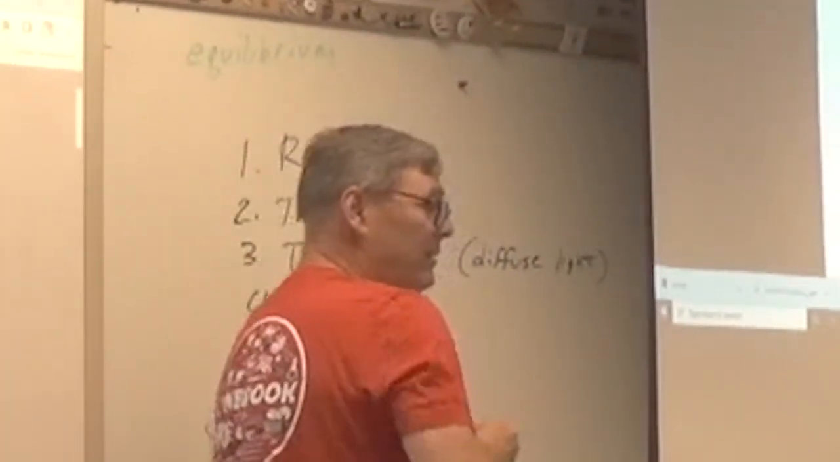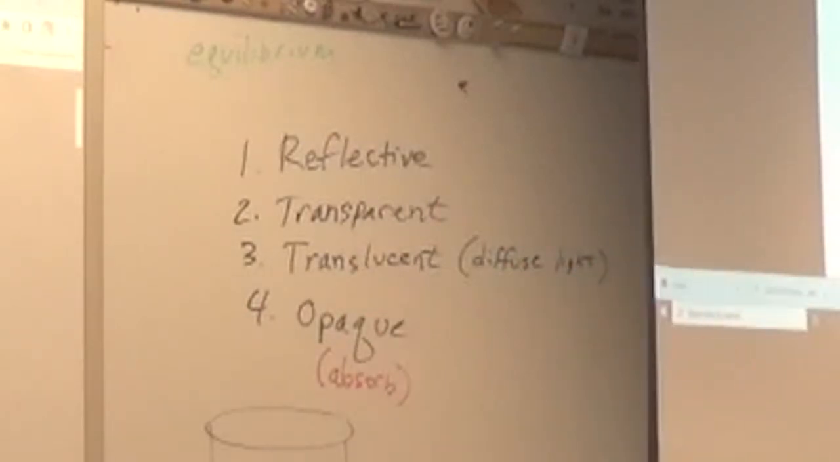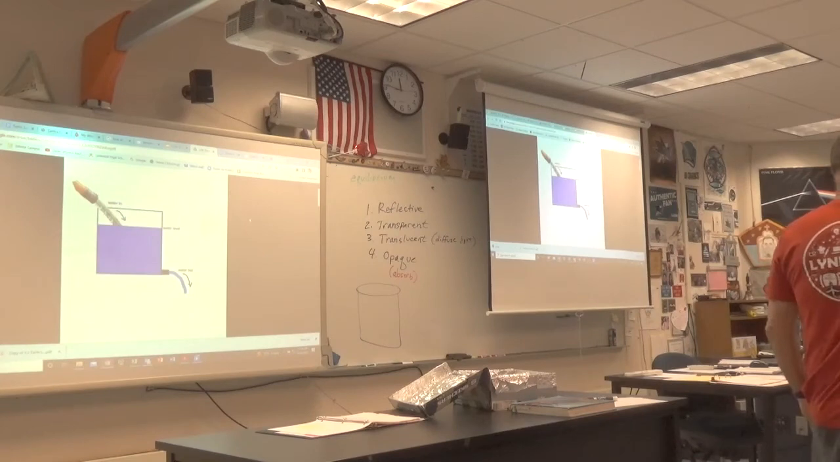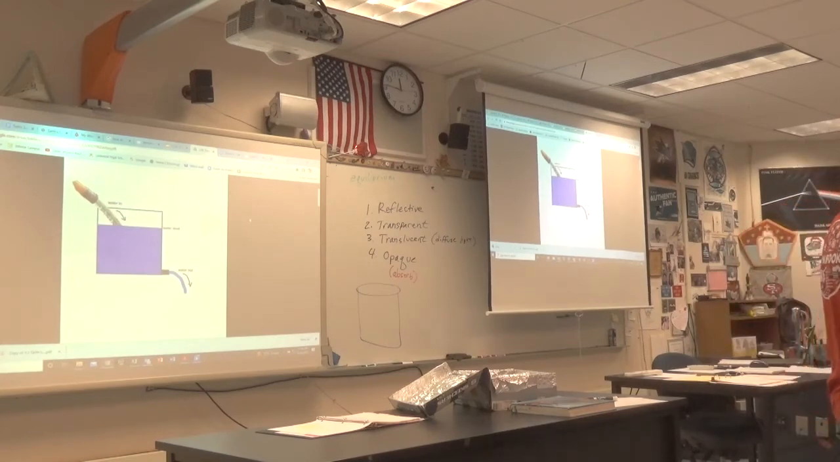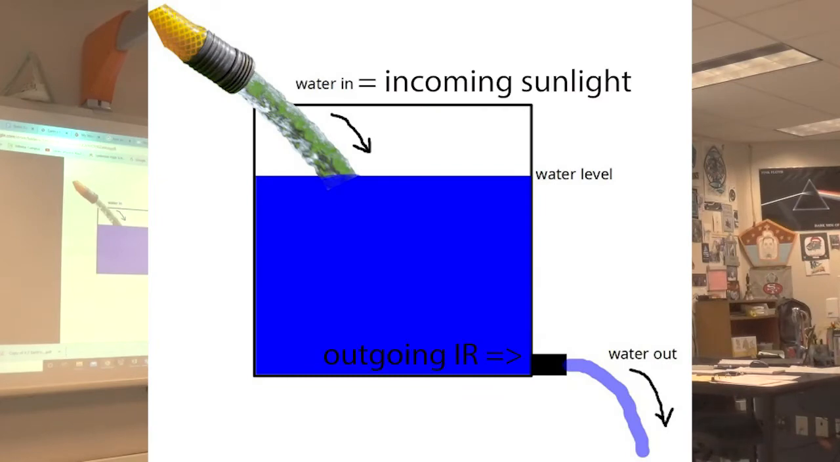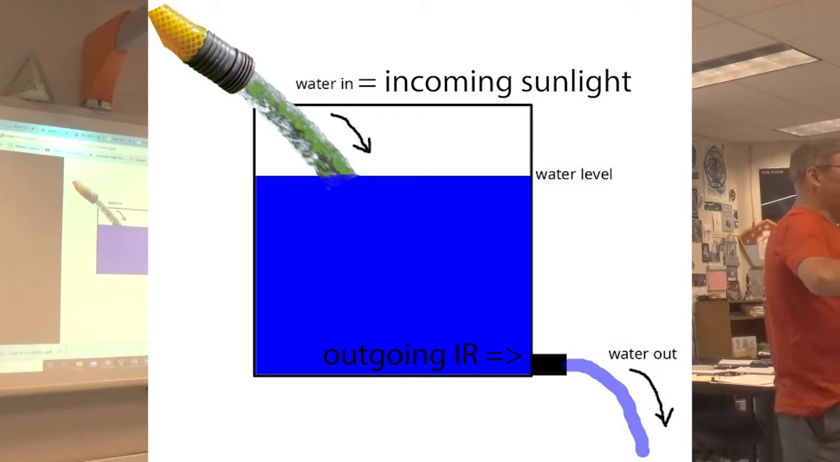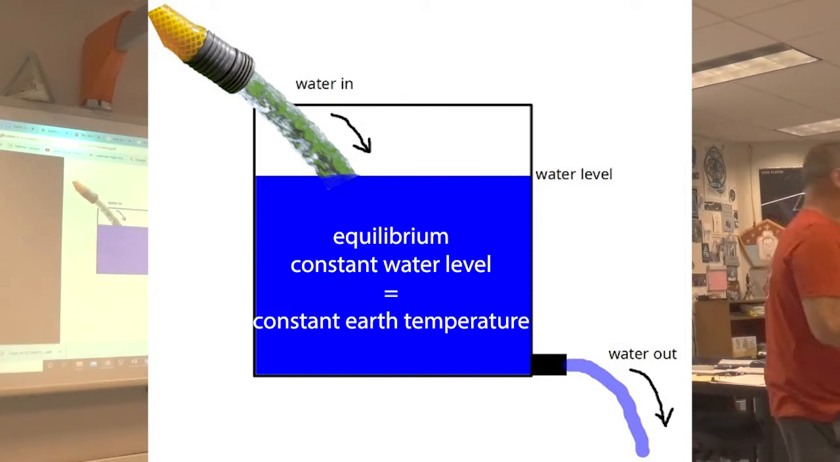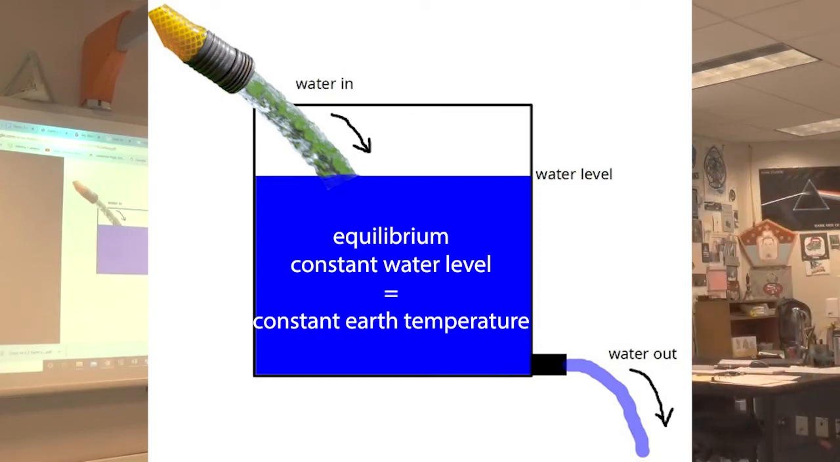So when the amount of water in equals the amount of water out, we say it's at equilibrium, and the water level stays the same. Now let's use our analogy to talk about the temperature of the Earth. Here comes the sun. That's the water in, but it's energy in. It is absorbed by the Earth, and now the Earth wants to get rid of that heat through infrared radiation. And so the energy leaves the Earth. If they are the same, then the Earth is in equilibrium and the temperature stays the same.